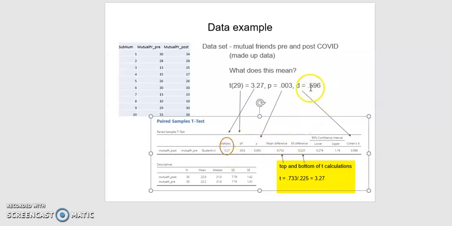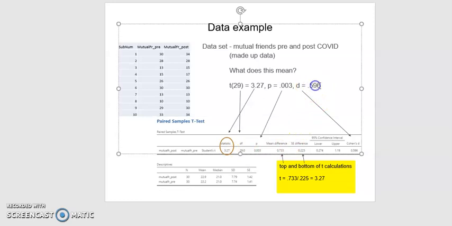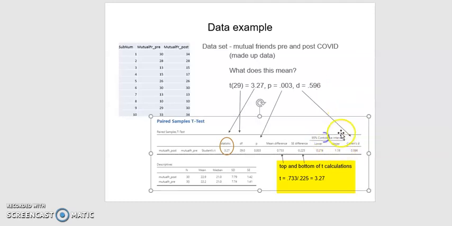And then my d is Cohen's d, which talks about effect size testing, which is very important. It is 0.596, which is a medium effect. And then if you're interested in confidence interval calculations, it is right there. And again, if you do not have 0 in your confidence interval, that is an indicator that you have significant findings, which we do when we don't have the 0.